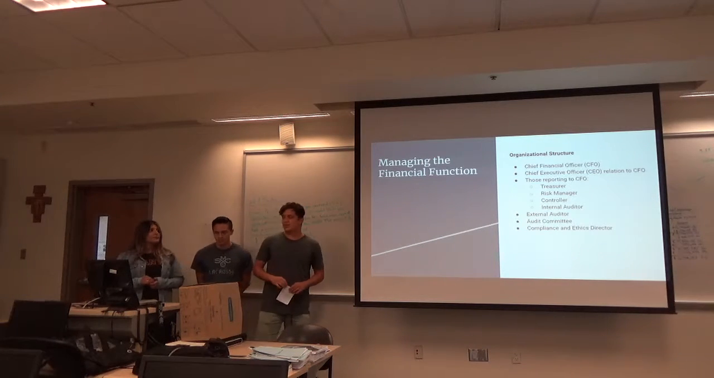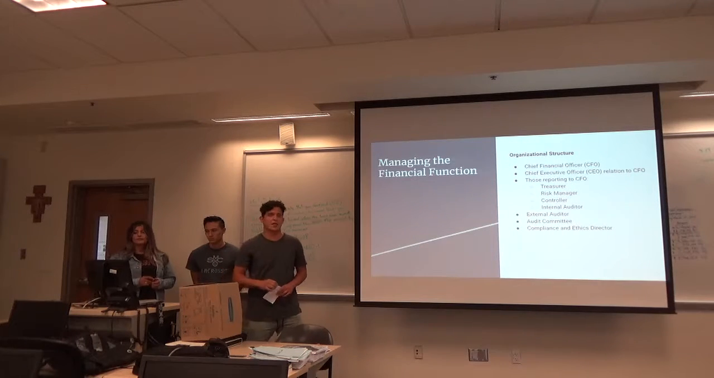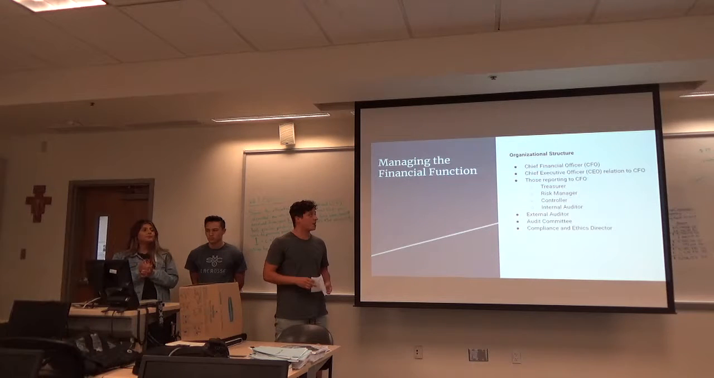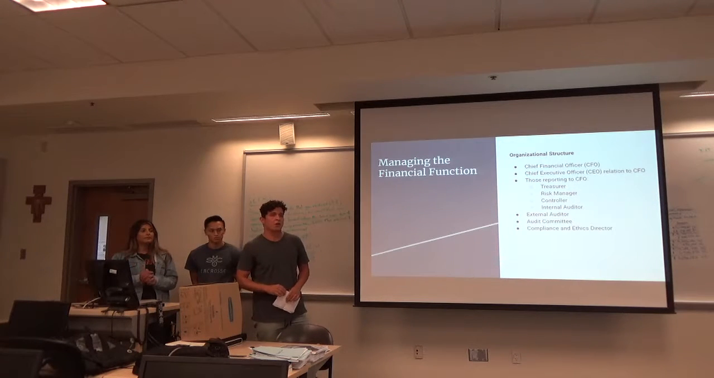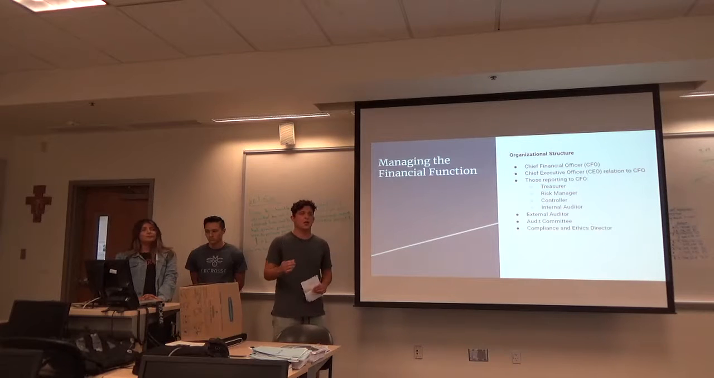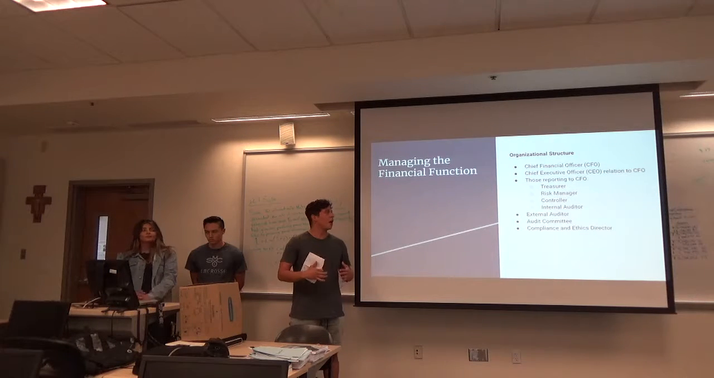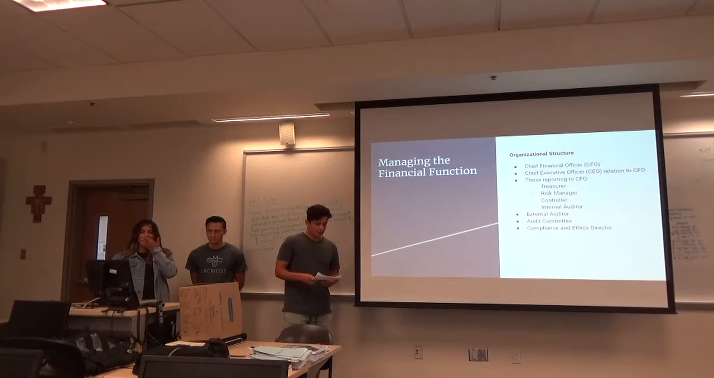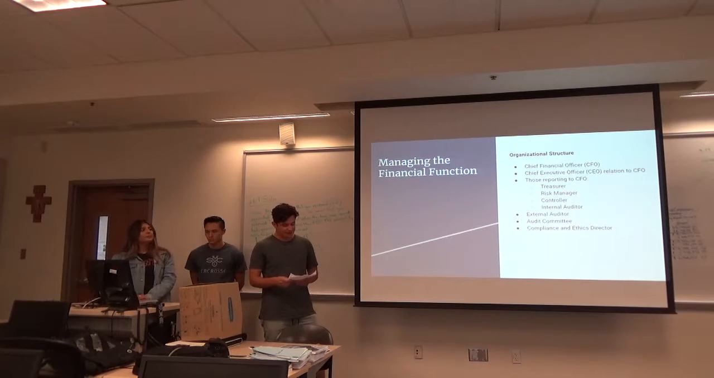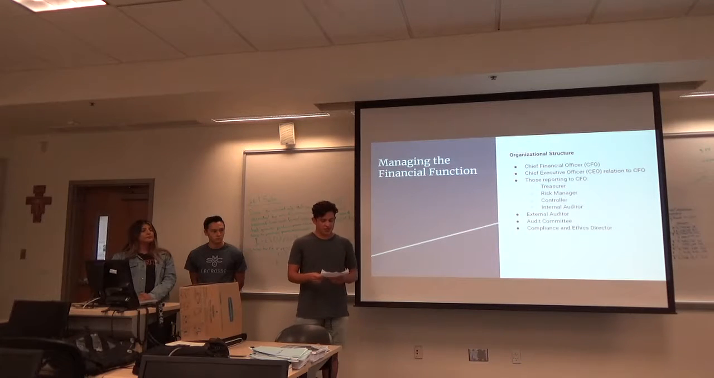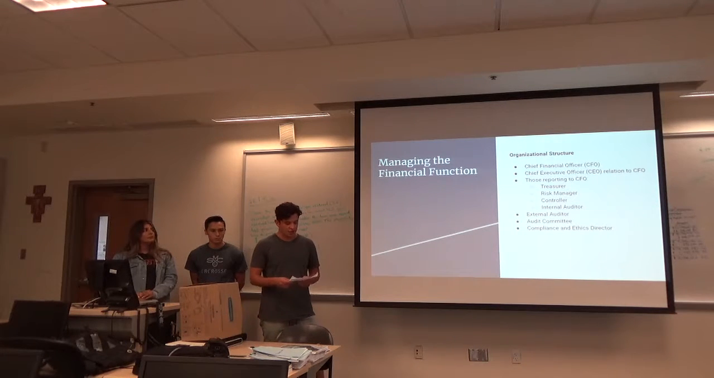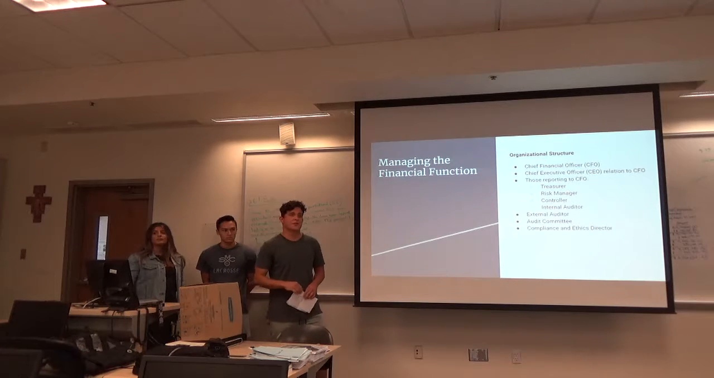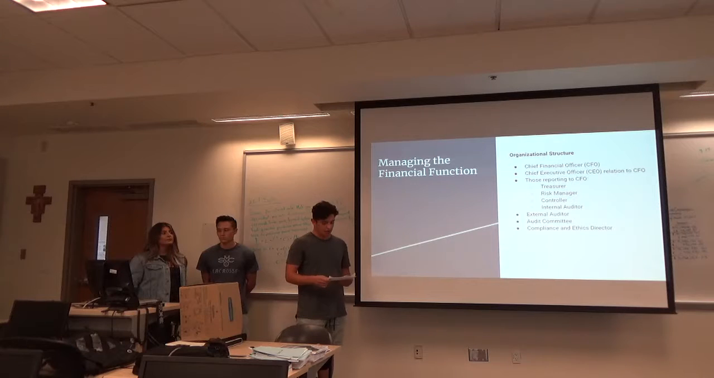Then we go to managing the financial function, which is basically describing the hierarchy of financial management. At the top is the CFO, who reports directly to the CEO, and they work together in terms of creating strategies. The CFO also implements systems to gain efficiency, negotiates with clients, vendors, and investors, controls budgeting, and also presents financial reports in order to influence decisions in the company.